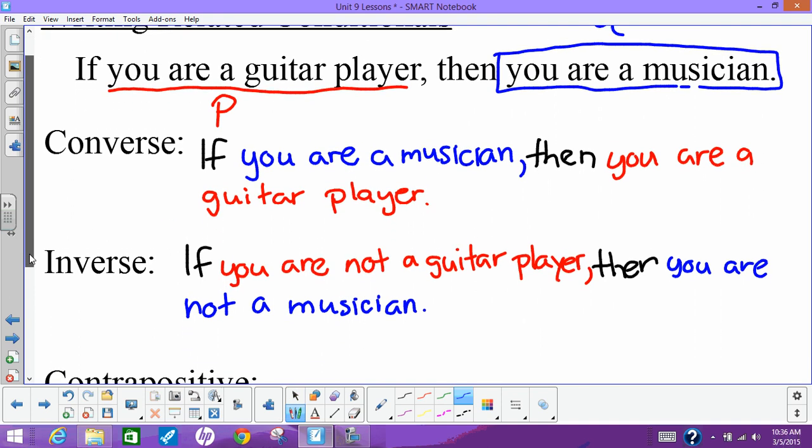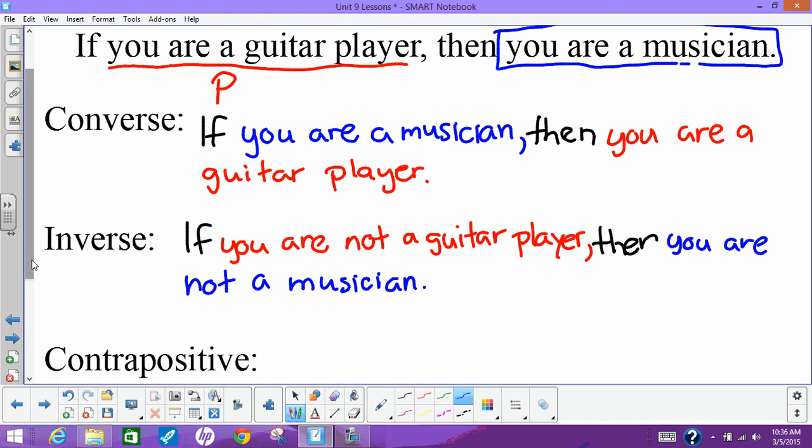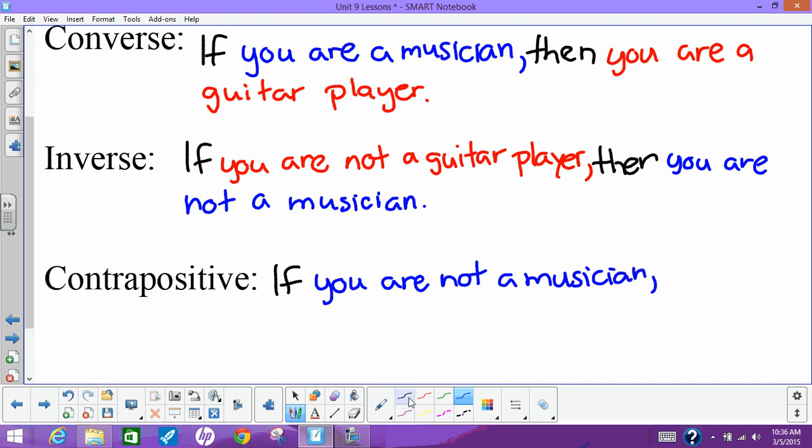And the last conditional we're going to do is the contrapositive, and that's doing the converse and the inverse. So we'll switch P and Q, and we will make them negated. So we've already got a start here. We've got the inverse where they're negated. All we need to do is switch the order. So we can write if you are not a musician, then you are not a guitar player.